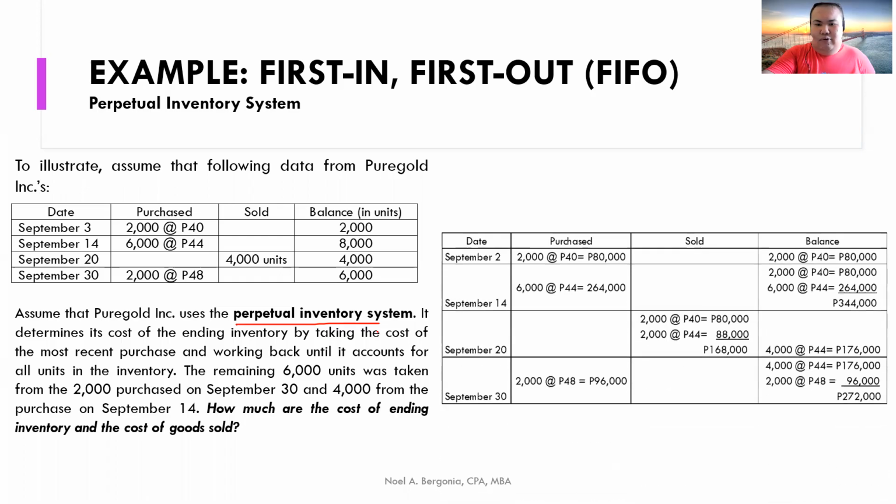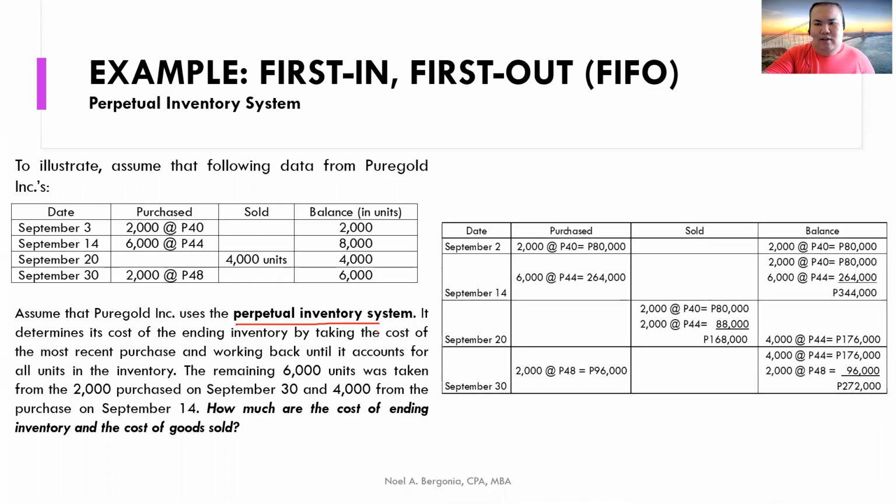So for this one, pag perpetual, we have to monitor it. As you can see, nakatabular siya kasi we have a monitoring. So on September 2, as you all know, that's 80,000 pesos. That's the balance natin kasi we have just purchased 2,000 units at 40 pesos. On September 14, bumili po tayo ng additional 6,000. So 6,000 at 44, that's 264,000.